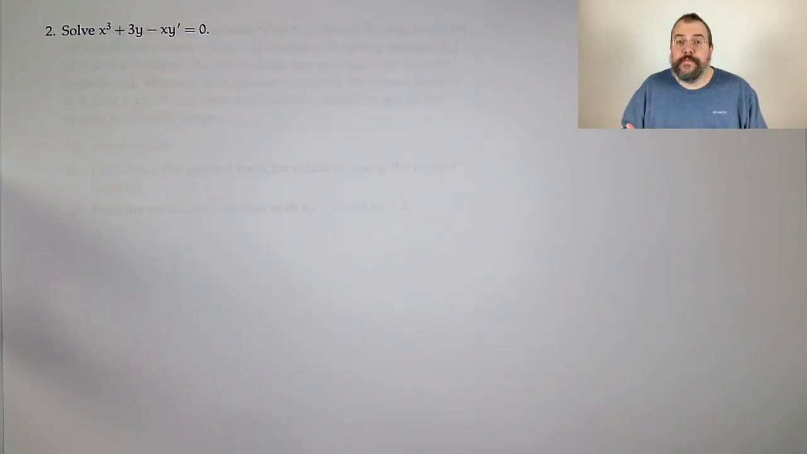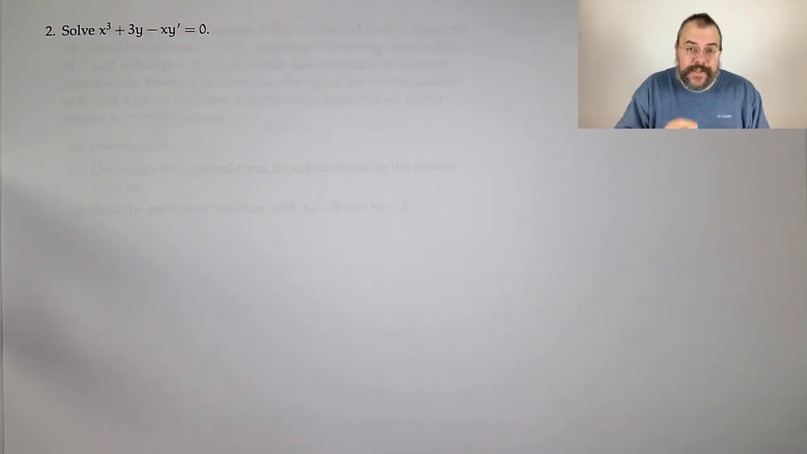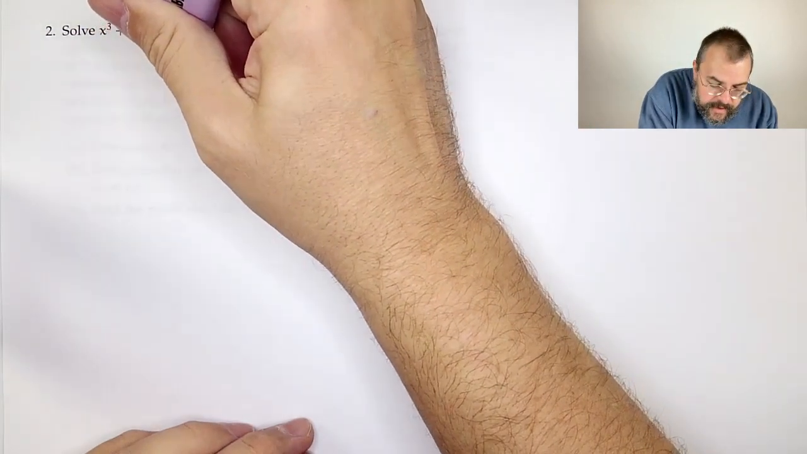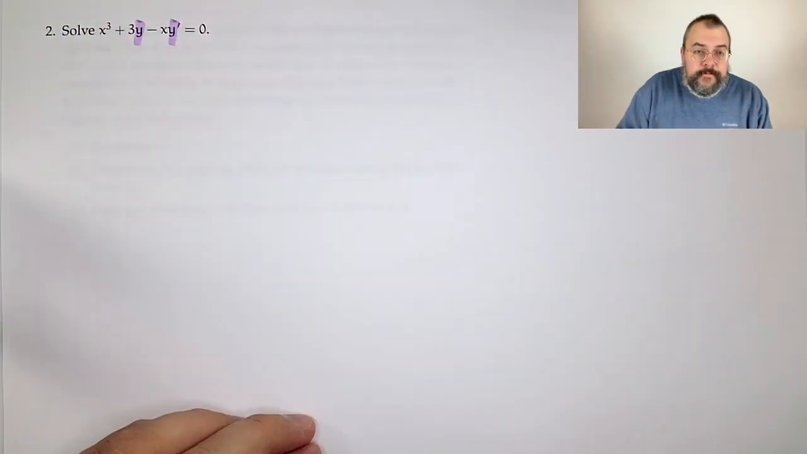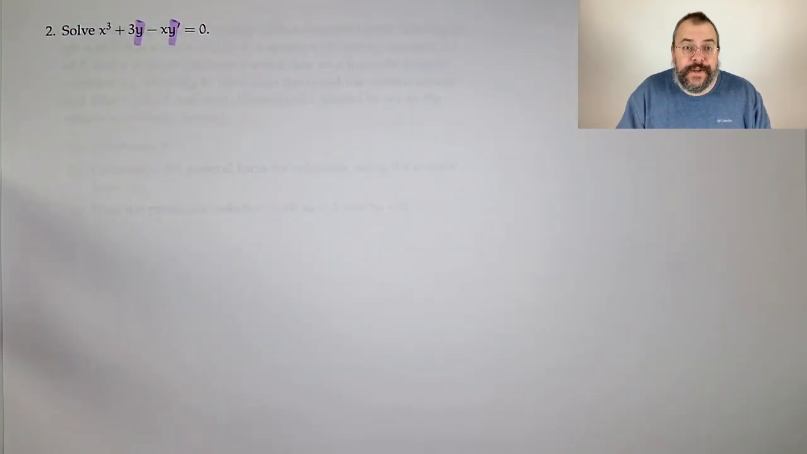Number 2. Solve x cubed plus 3y minus xy' equals 0. So it's a first order differential equation. And we notice something. And of course, we always notice things. We're looking for everything, right? But here's something to see. We have a y prime and a y. And those are the only places that y shows up.